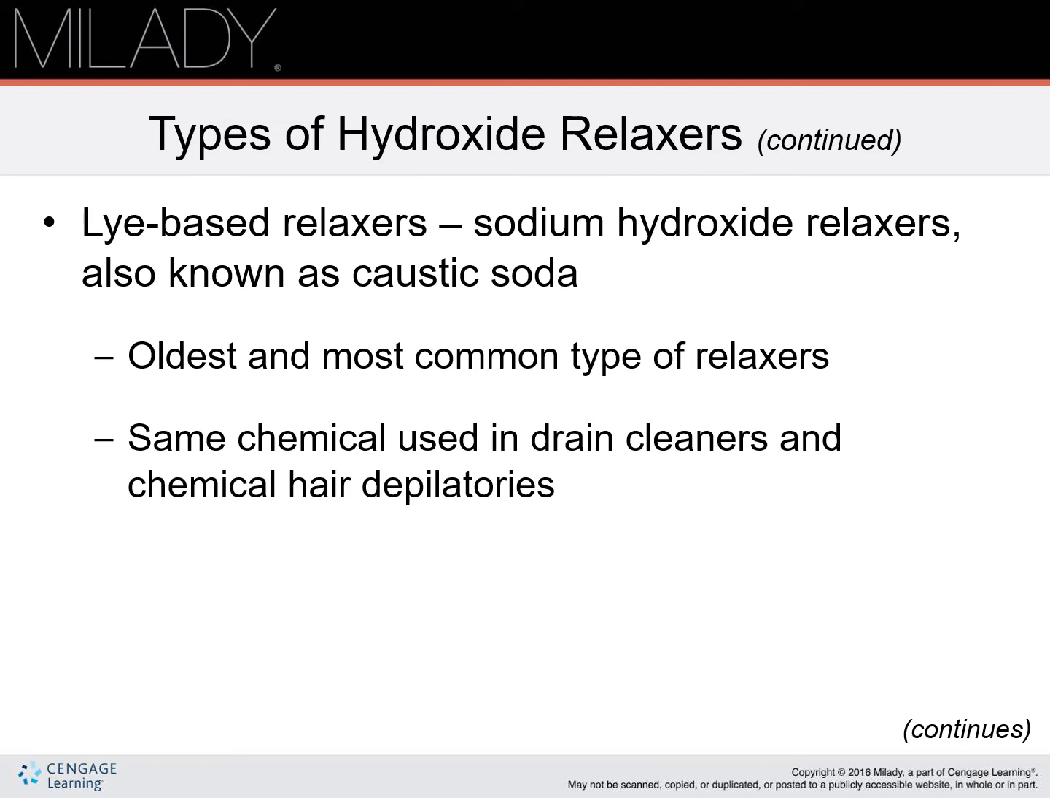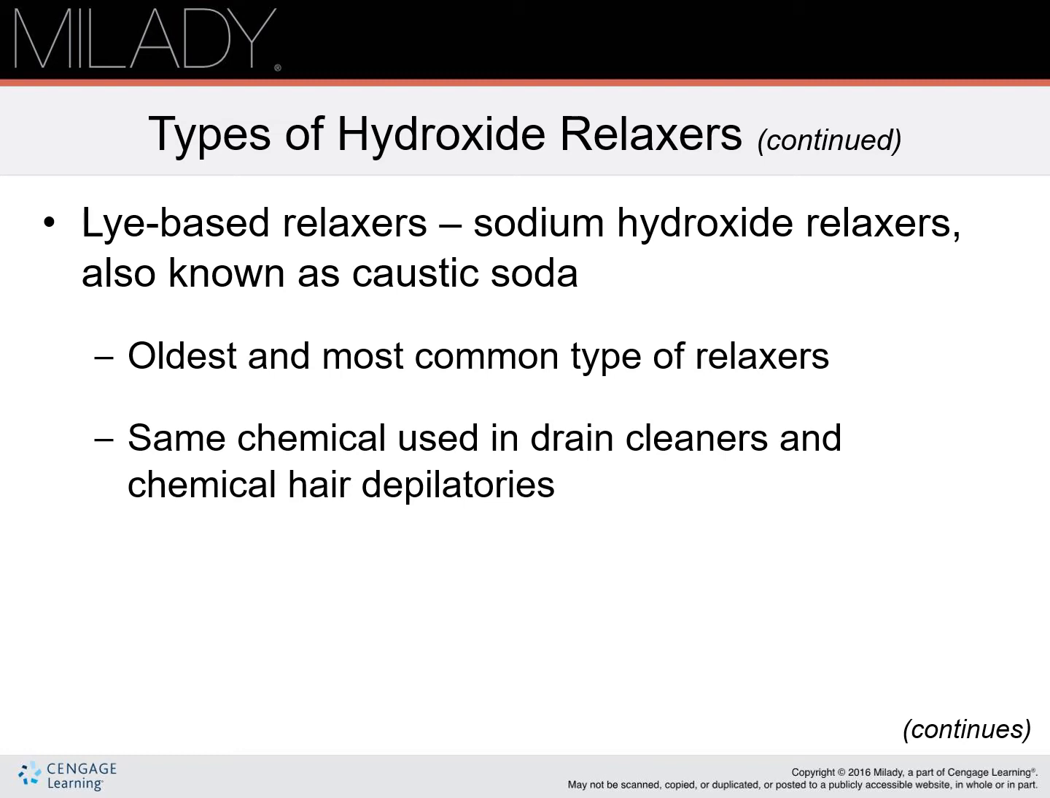Then you have lye-based relaxers. We talked about this earlier. I noted that sodium hydroxide is a lye base. Sodium hydroxide relaxers are commonly called lye relaxers. Sodium hydroxide is the oldest and one of the most common types of hair chemical relaxers. Sodium hydroxide is also known as lye or caustic soda and can cause hair loss and skin burns if it is used incorrectly.